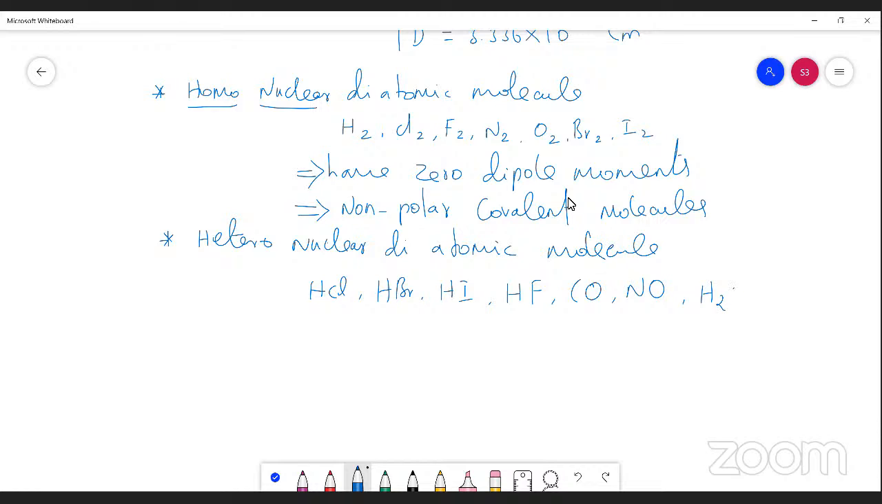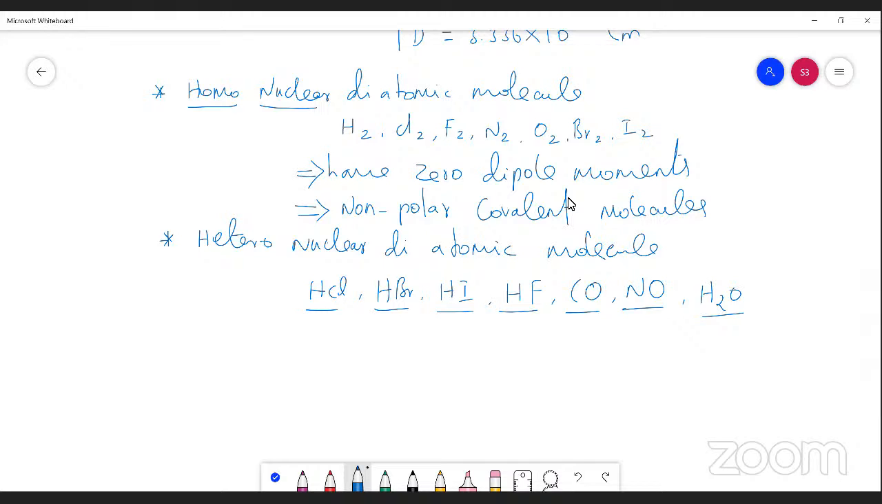In water molecule H2O, H2O is a heteronuclear triatomic molecule. Three atoms are there. The remaining ones, hydrochloric acid, hydrogen bromide, hydrogen iodide, hydrogen fluoride, carbon monoxide, and nitric oxide are heteronuclear diatomic molecules, while H2O has three atoms, so it is a triatomic molecule.